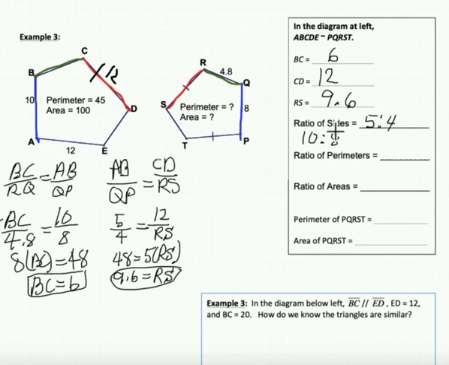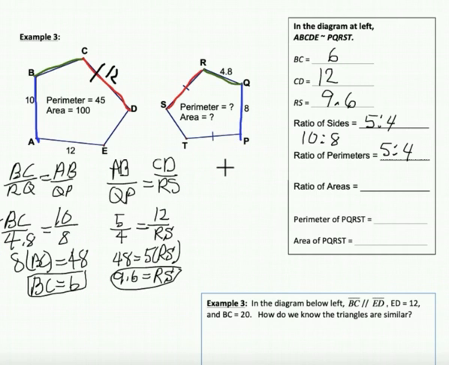Remember that we said that the ratio of sides is the same as the ratio of perimeters. So I'm just going to say that the ratio of perimeters is also a 5 to 4 ratio. And that will help me to find the missing perimeter here, because I know that 5 relates to 4 the same way that this perimeter relates to this perimeter. So I'm going to go ahead and solve for the perimeter. Let me do it in blue for the perimeters.